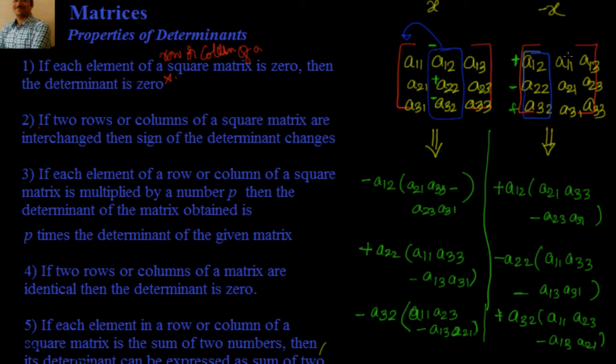Now if you have interchanged it from the second column to the first column, and you calculate again, A12 cofactor is A21 A33 minus A23 A31. So the cofactor remains the same. A12 here also, and here also it's A12. So whatever the value you have, that value will be the same.